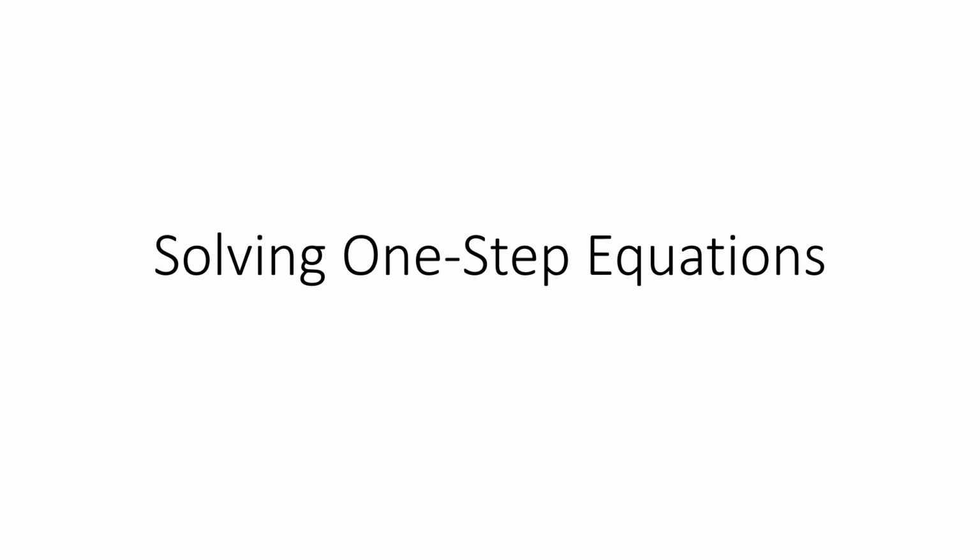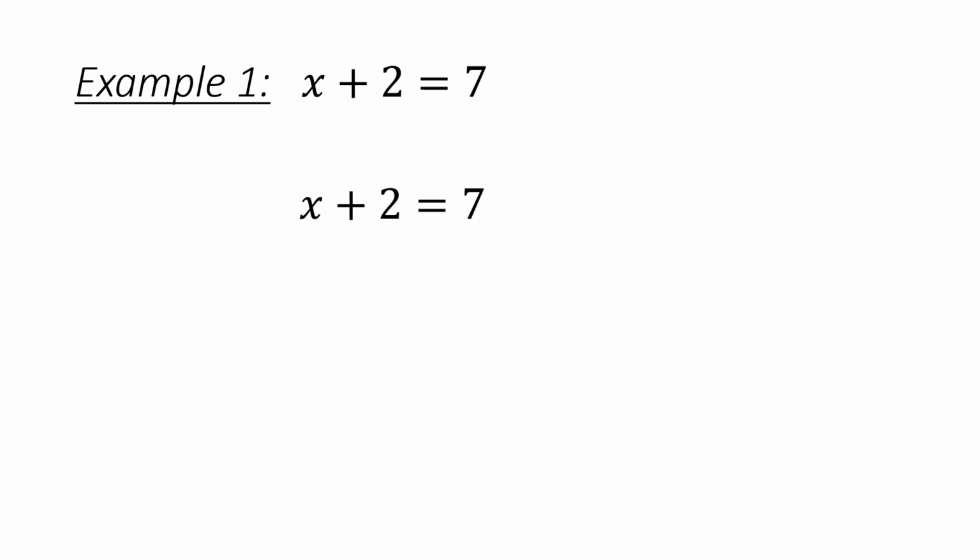In this video, we're going to be solving one-step equations. Example 1, we have x plus 2 is equal to 7. And so what we want to do is we want to get our variable on one side and get all of our numbers on the other side.